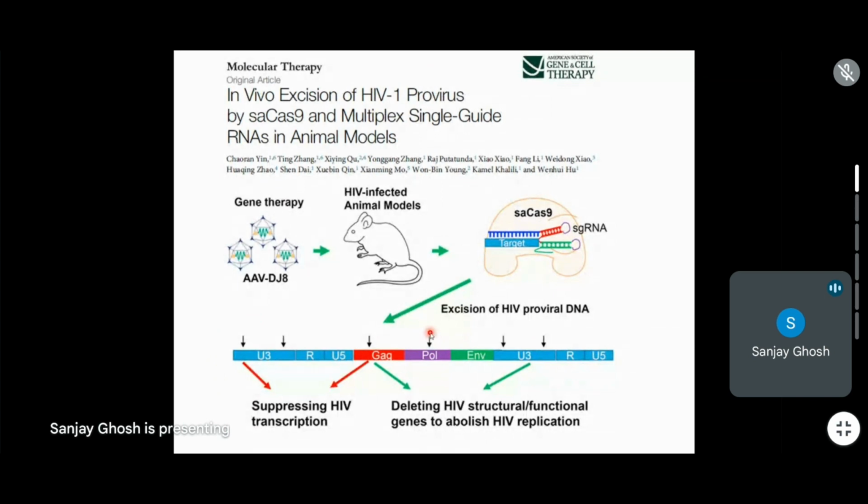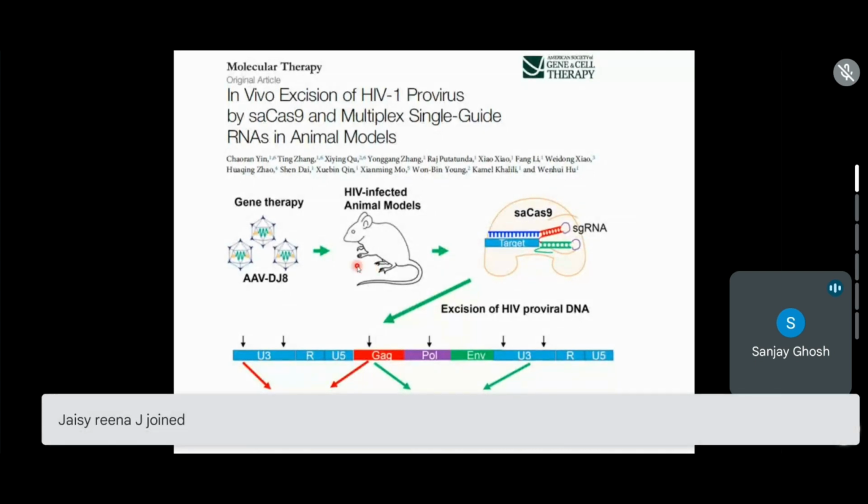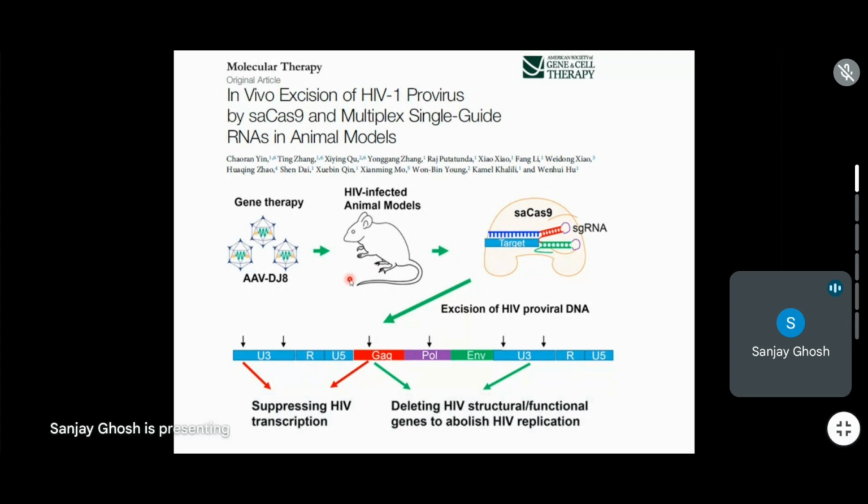Now, work is also ongoing on whether we can cure or treat HIV. HIV, we know, is a retrovirus. Its genome integrates within the genome of the human, and it lies dormant, and then it gets expressed and causes disease at times, right? So latency is very tricky to treat.